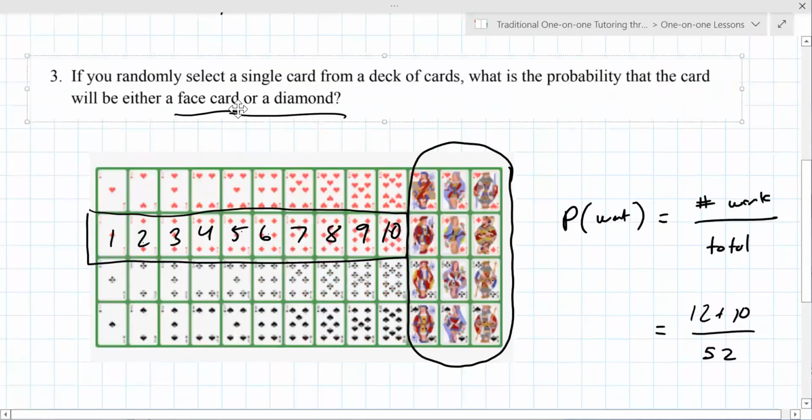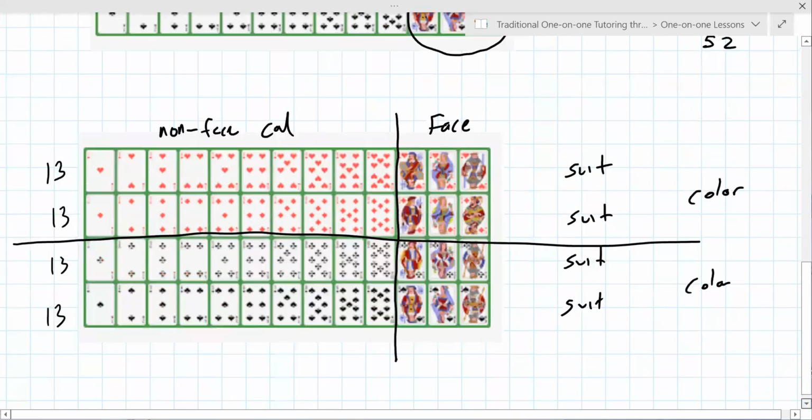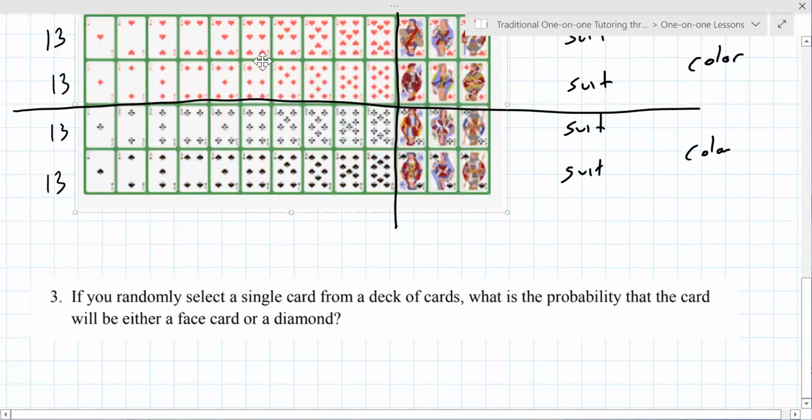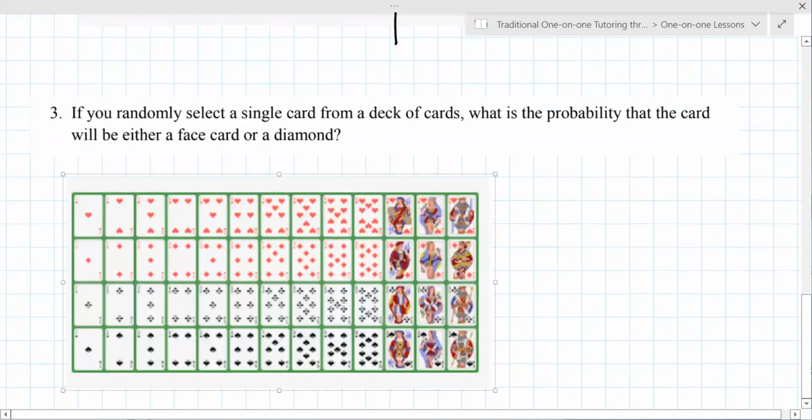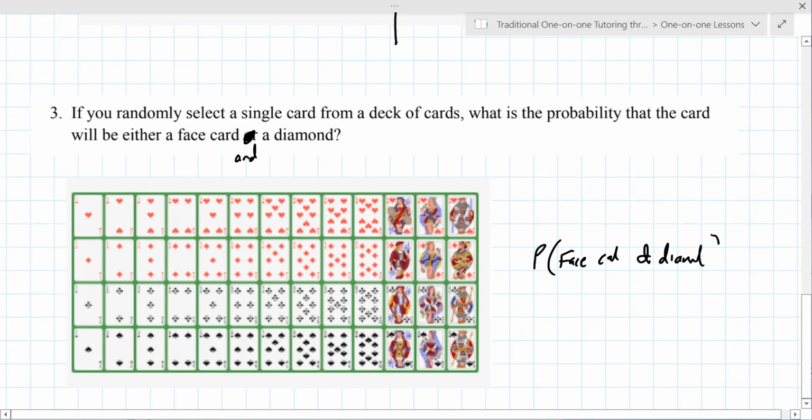Okay, now I want to do something real quick here. This one says the word or, and we're going to change just one word, and that's the challenge in this class: one word can make all the difference. So let's say it's a face card and a diamond this time. The probability of face card and diamond is still over 52 because that's your sample space. But how many are both a face card and a diamond? Well, it's just these three this time because it has to be both. So there are just three. One word changes the answer significantly.